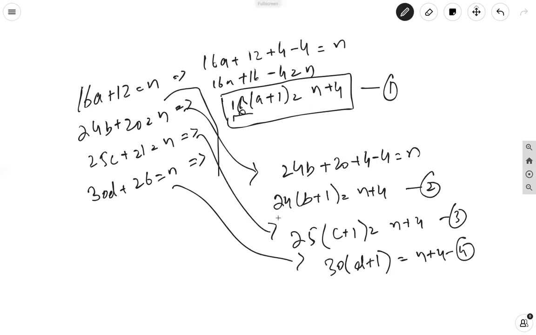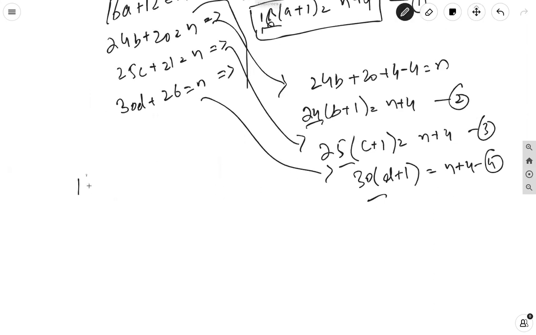we have 16, 24, 25, and 30. Whatever the value is, that must be a multiple of all of these. So what is the lowest multiple of these? That will be the LCM of all of these. So what is the LCM of 16, 24, 25, and 30?